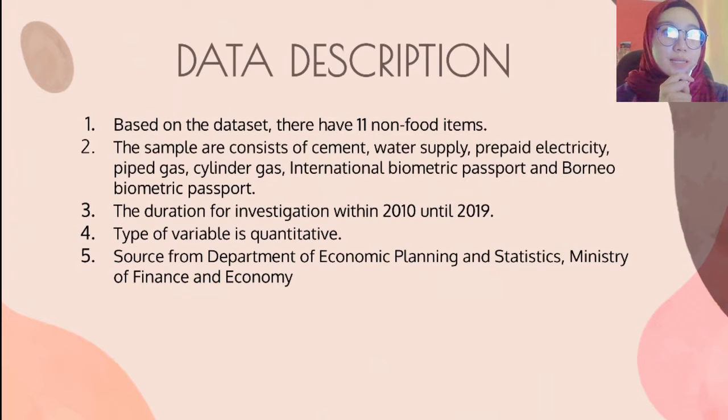Based on the data set, there are 11 non-food items. The sample consists of cement, water supply, prepaid electricity, pipe gas, cylinder gas, international biometric passport, and Borneo biometric passport. The duration of the investigation is within 2010 until 2019. Type of variable is quantitative. Source from Department of Economic Planning and Statistics, Ministry of Finance and Economy.